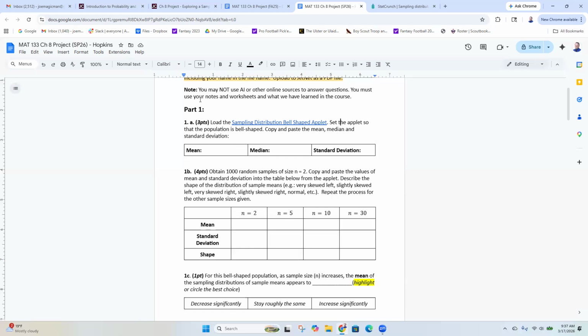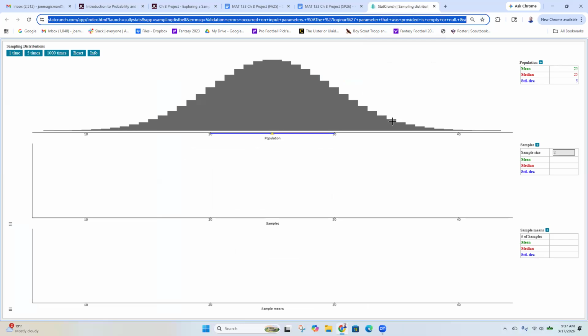But part one, we are going to be looking at a normal distribution. So this population right here is already a normal distribution. I find part one boring because if you take samples from this population, you would expect that if you then graph the distribution of the samples, it would also be normal. It's kind of obvious.